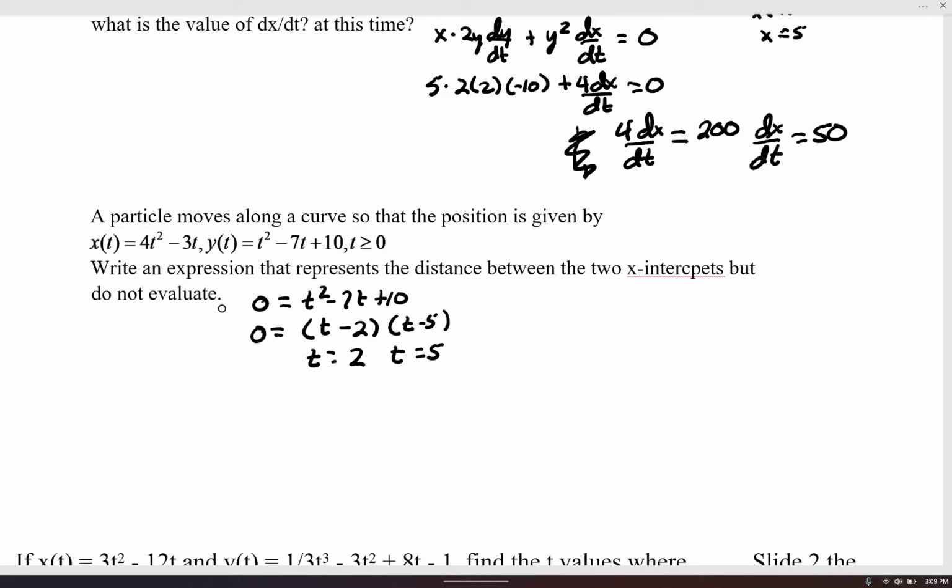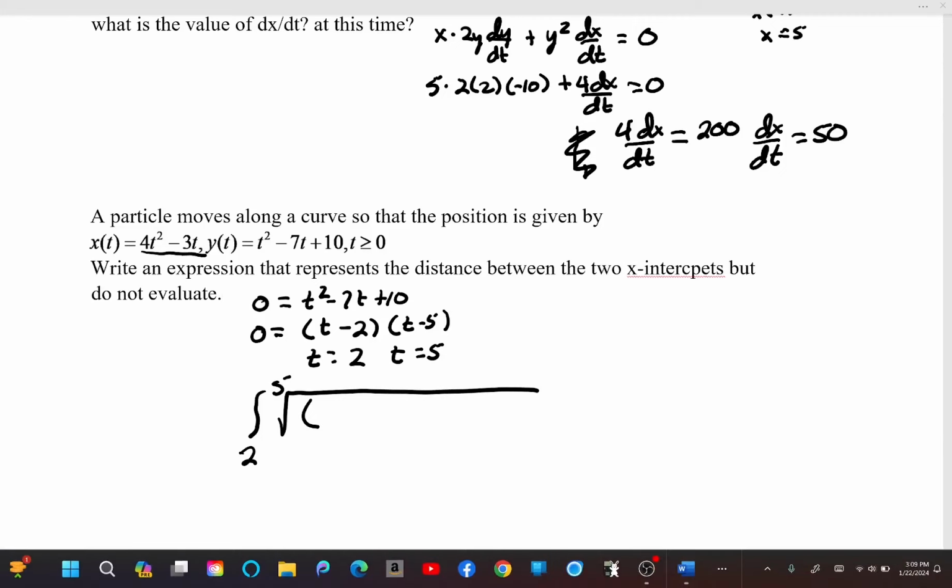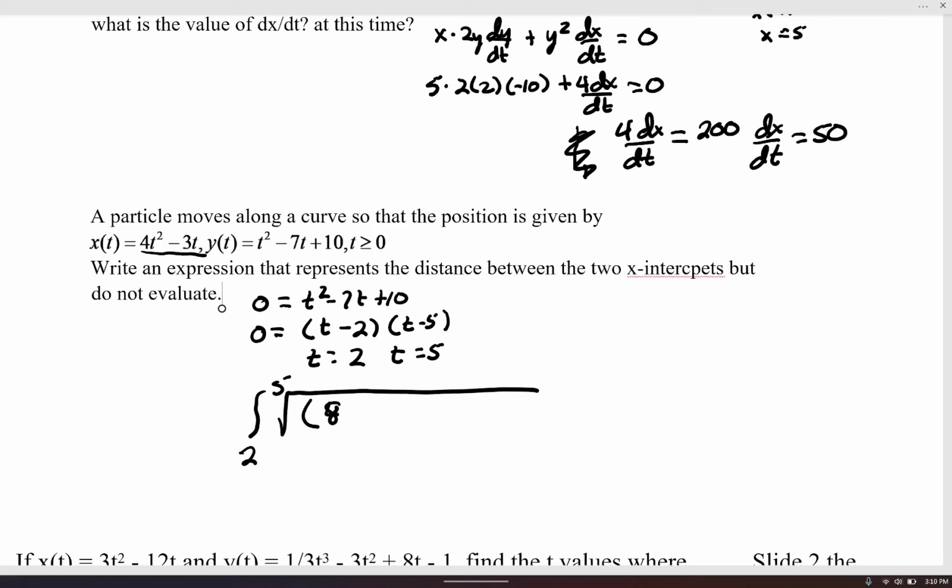Now we need, well, we can probably just do this. We can go integral from 2 to 5 of the square root of the derivative of x squared. Well, the derivative of x is 8t minus 3, and we'll square that. And then 2t minus 7, and we'll square that, dt.